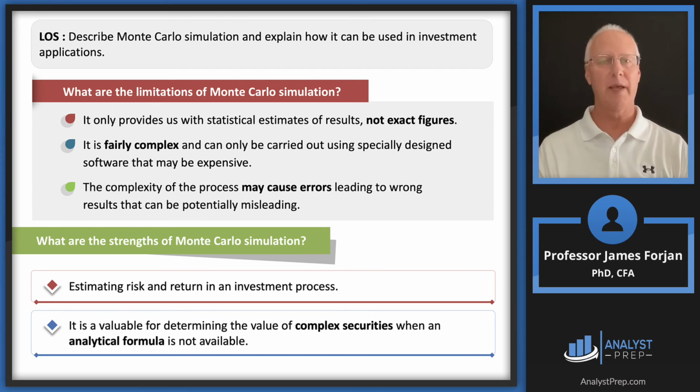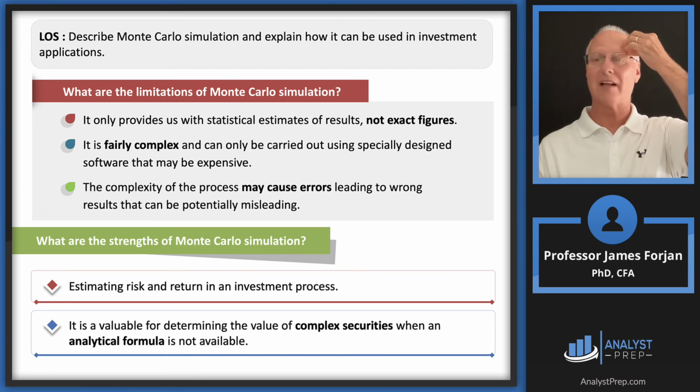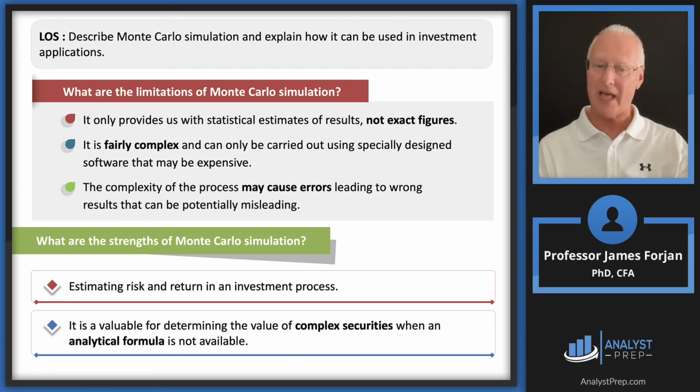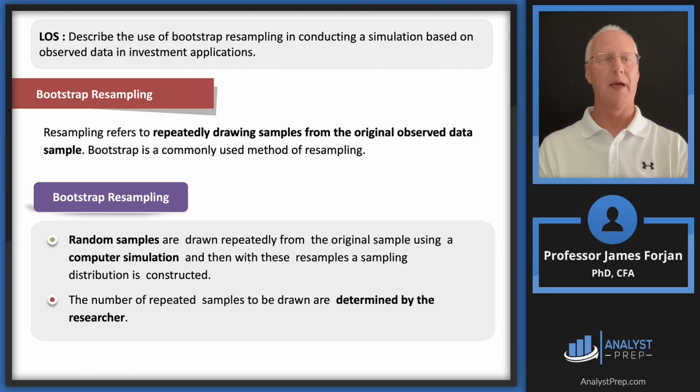So fairly complex, may cause errors, and they're really not exact figures because they are statistical estimates. Maybe the underlying distribution is not normal. What are the strengths? Oh my gosh, the strengths are that this provides us with a wealth of extra information in executing the terms of the investment policy statement. So what does the Institute tell us in this reading? Estimating risk and return, and it helps us to determine the value of complex securities. Oh boy, we'll learn more and more about that, especially in Level 2.